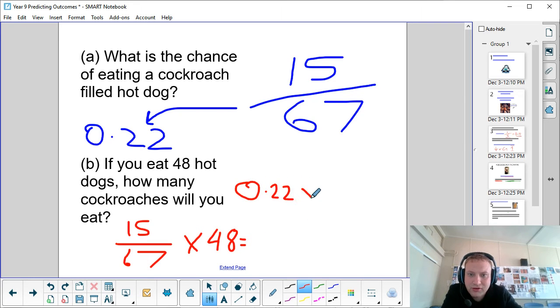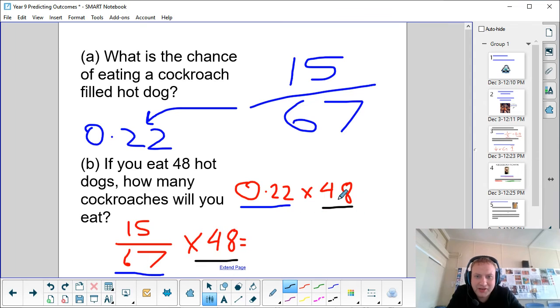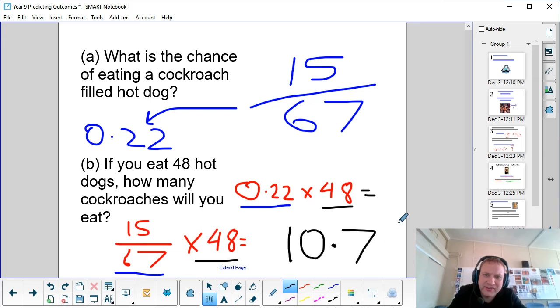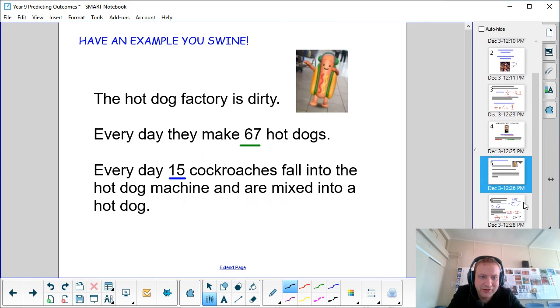The decimal version is fine as well. 0.22 times 48. Yeah, it's the probability that the thing happened, right? These are the probabilities, and we just multiply by the number of times we do the thing. So whether we multiply this way or that way, both answers come out at about 10.7. We'll leave it at that. So for all intents and purposes, we've eaten about 11 cockroaches, which isn't so bad, really, considering how much fun we've had eating 48 hot dogs.